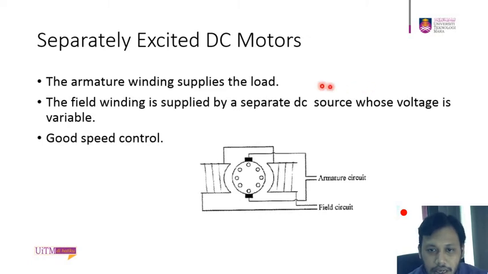The armature winding supplies the load, and the field winding is supplied by a separate DC source where the voltage is variable. So in that case, you have very good speed control.